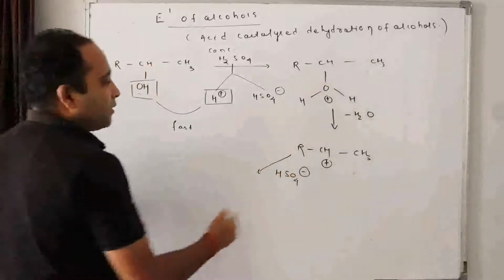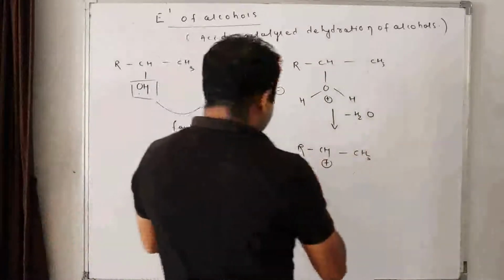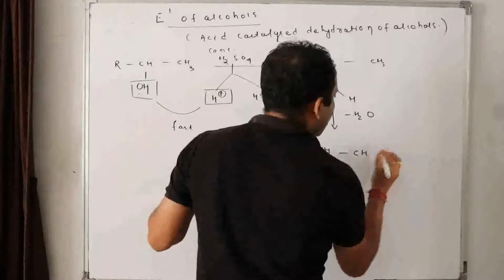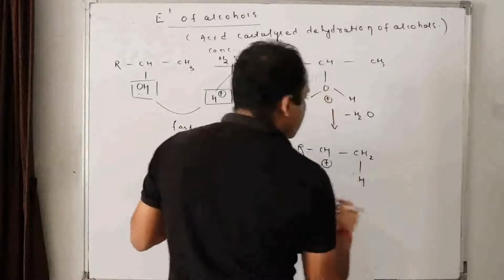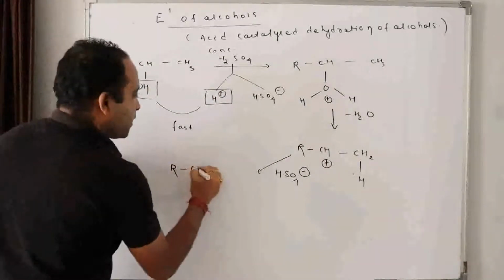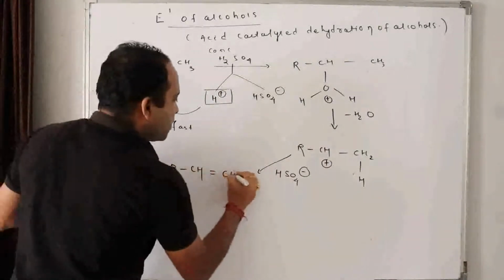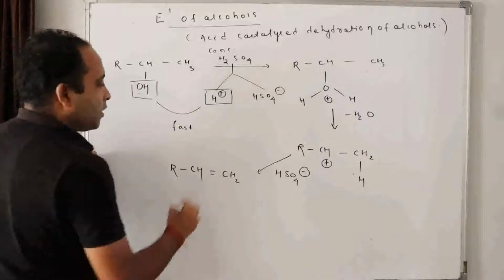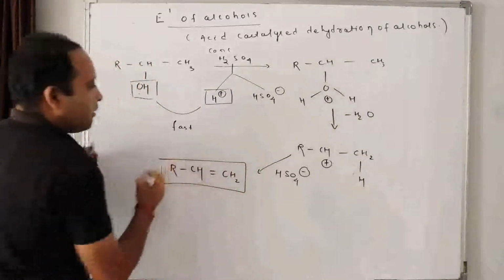So what will happen? This HSO4 minus will remove the hydrogen. This is alpha, this is beta H. So what will be forming here? RCH=CH2. Clear? Now this is the alkene formed.